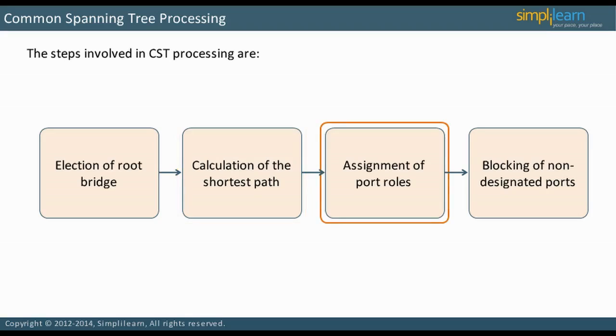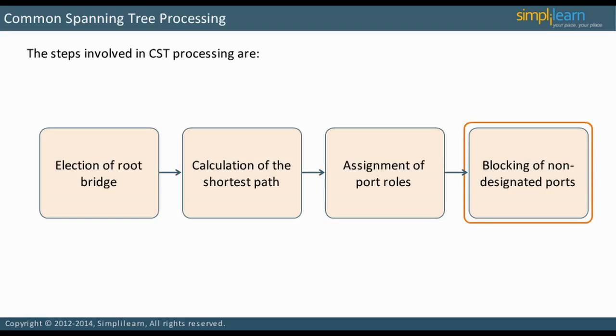As the first 3 steps occur concurrently, an interface's port role may change many times before convergence occurs. In step 4, all non-designated ports, not a root or designated port, are blocked. These ports remain blocked until they no longer receive superior BPDUs. This can happen if a link fails. In the next slide, let us understand common spanning tree convergence.